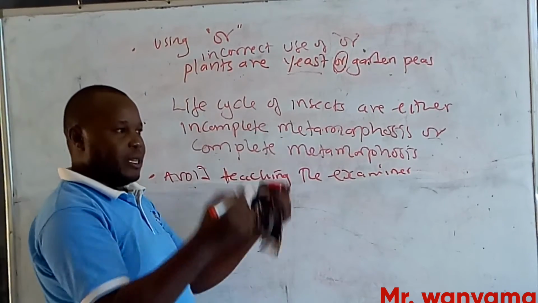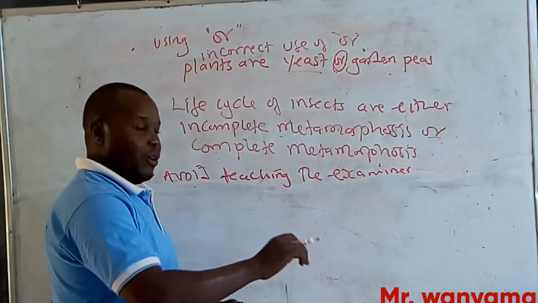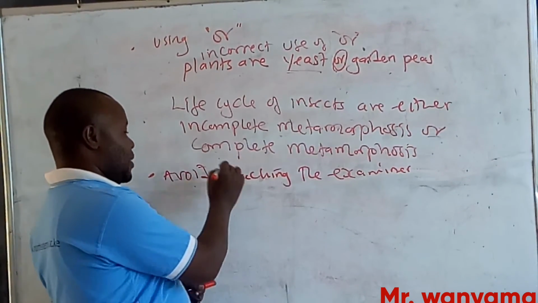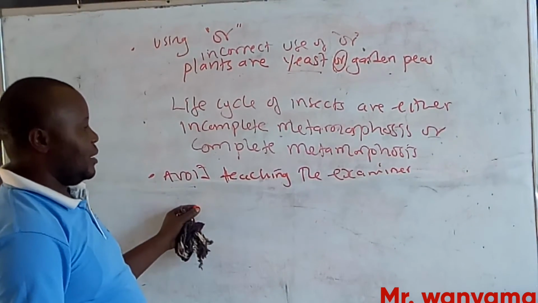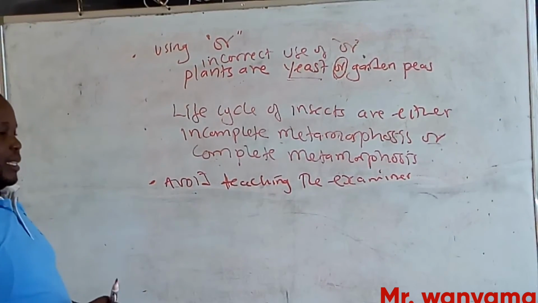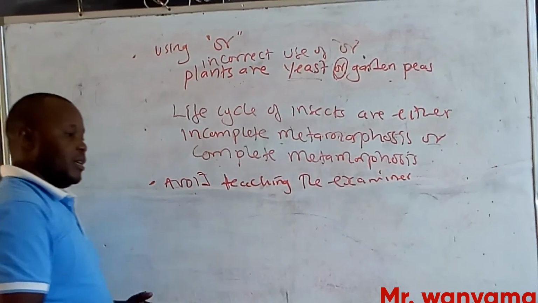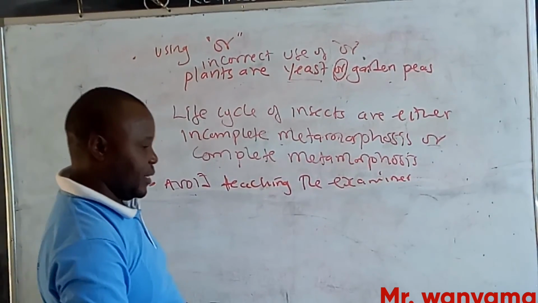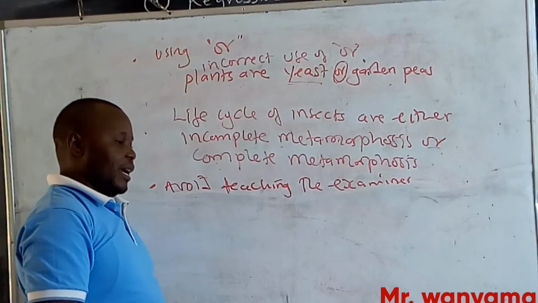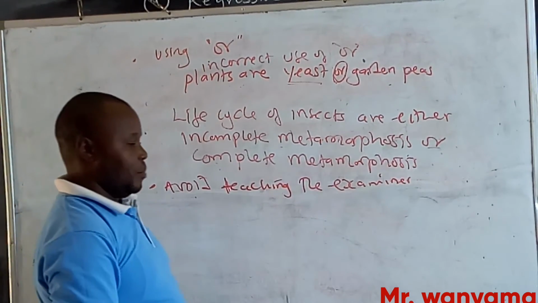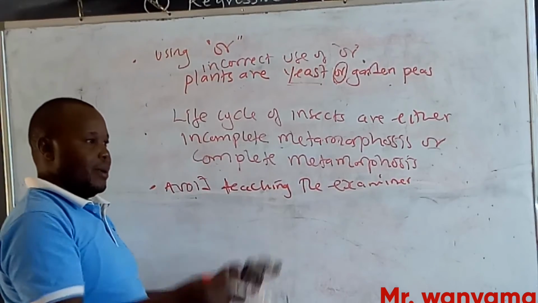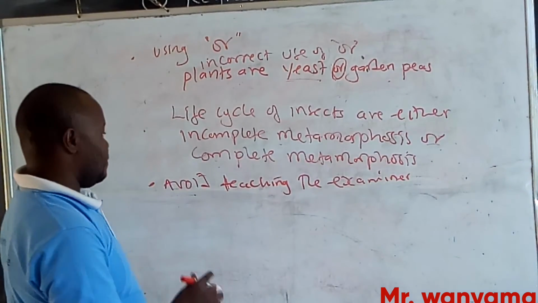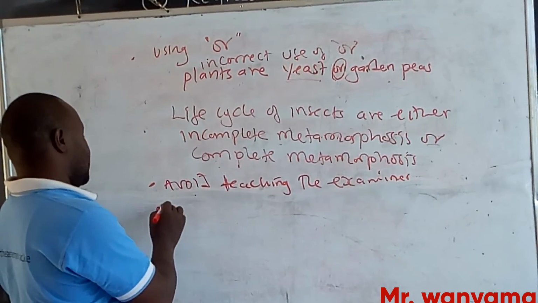So avoid the use of "is called": the process is called this, the organic compound formed is called that. Avoid that, because the person reading and marking your essay is already aware of what you are saying. So avoid that in your essays to improve your score. Use adjectives like big, fleshy, photosynthetic, reduced, sunken stomata, waxy, small, numerous, lignified. Those are some adjectives used in biological terms.